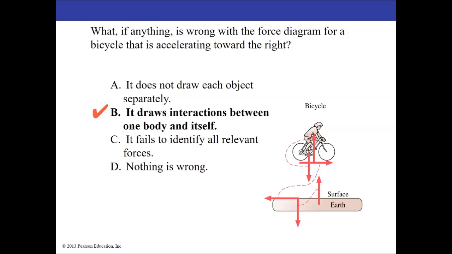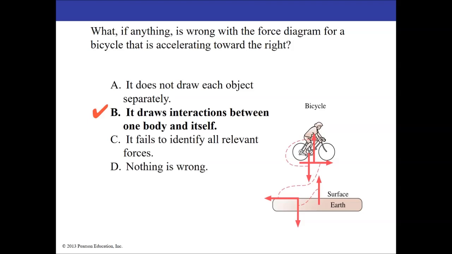So one big problem with this diagram is that when you look at the bicycle's free body diagram here, these aren't really proper free body diagrams, but we'd consider them force identification diagrams. But there's a dashed line that connects the upward and downward forces on the bicycle. And so there's a problem with that. And the problem is that you can never connect Newton's third law interacting pairs within a free body diagram.